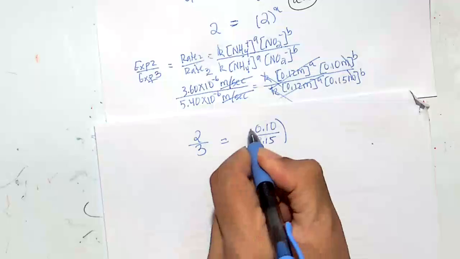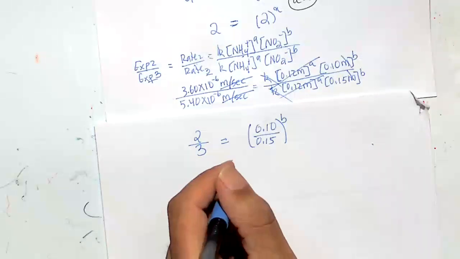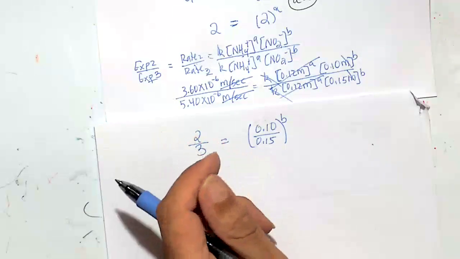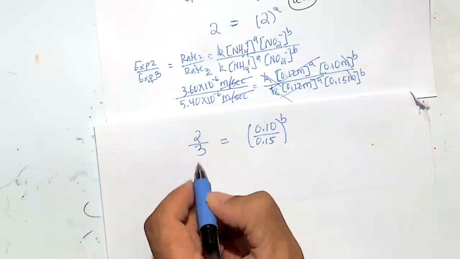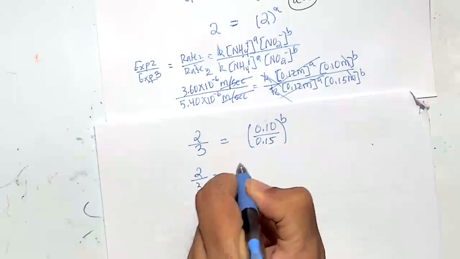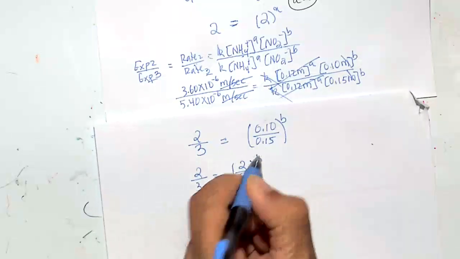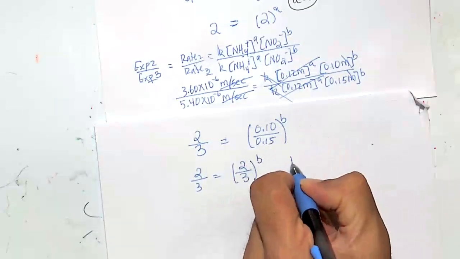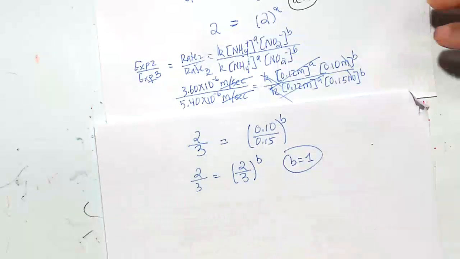cancel, divided by 0.15. We'll raise that whole thing to b. So what's 0.10 divided by 0.15? You guys getting 0.666666? Okay, so this is 2/3 to the power of b. Alright, so what is b now? Okay, so b is equal to 1.